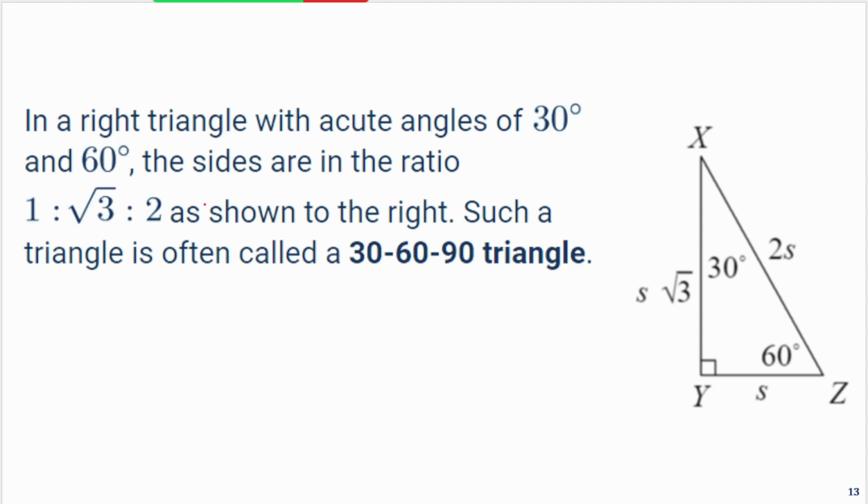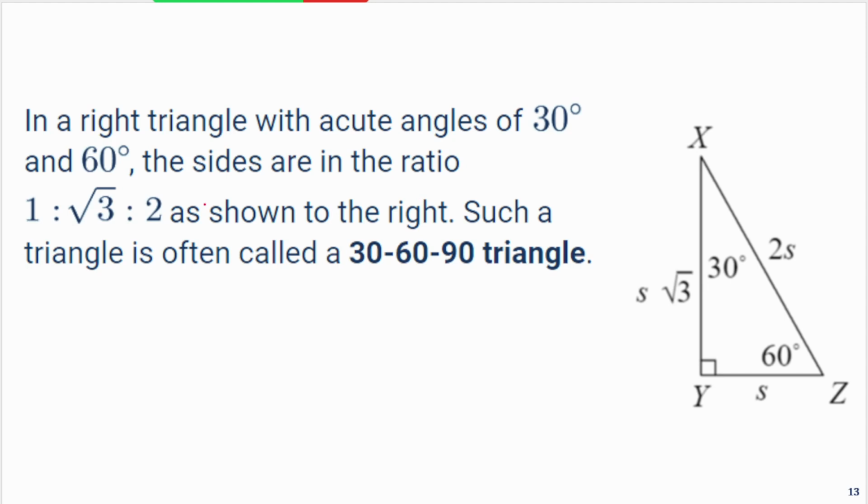Such a triangle is often referred to as a 30, 60, 90 triangle. So if one side, for example YZ, equals s, the other two sides are just s times square root 3 and s times 2. The hypotenuse is twice the shortest leg of that right triangle. Any questions?